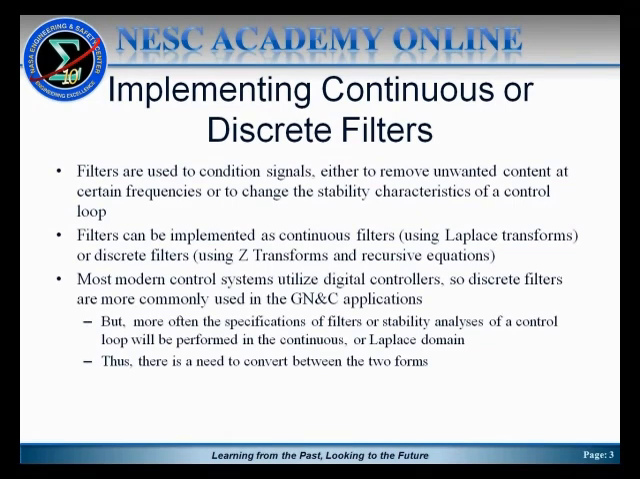Sometimes that's more straightforward and more familiar to the guidance and control engineers. So there's often a need to convert between the two. If you're given a filter in the continuous domain, in other words, a Laplace domain filter, G of S, and you want to implement it in a discrete filter, you have to do some conversion. And there's a very simple technique for doing that we'll discuss next.